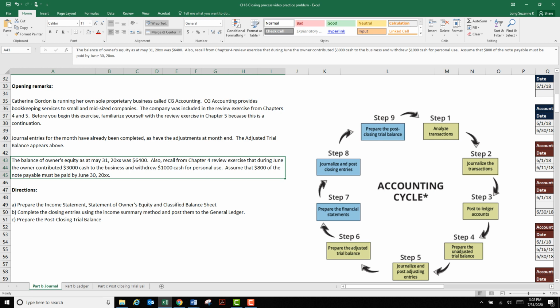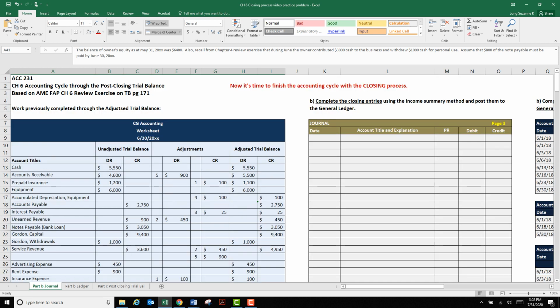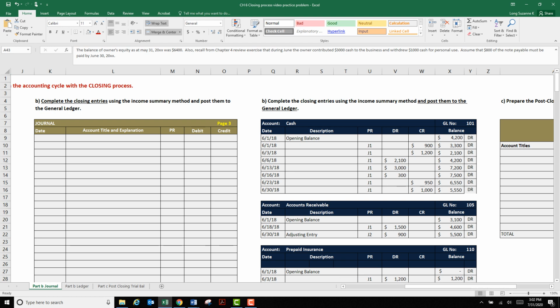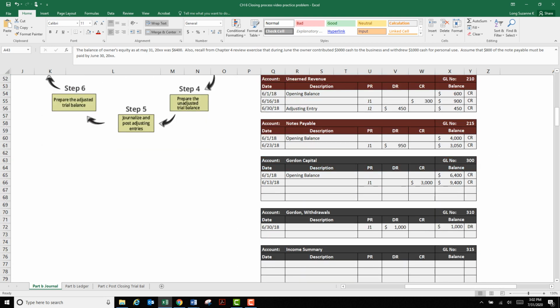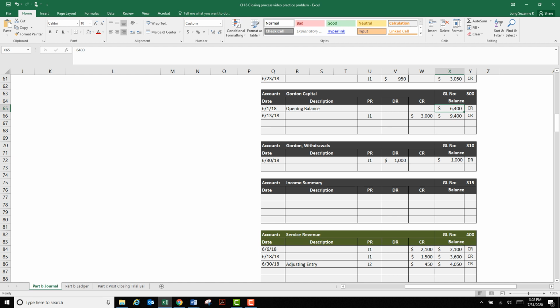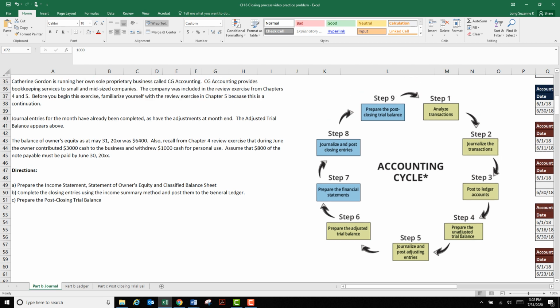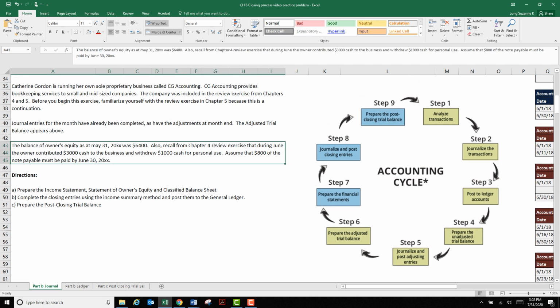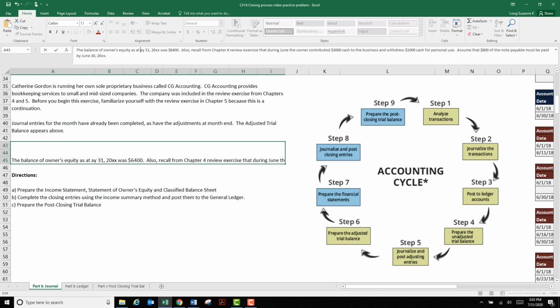Okay, so this blurb got me thinking about capital. So I'm going to come over here, and I want to look at capital and notes payable. Here's notes payable, and yes, there was a payment on notes payable, so okay. And here's capital: beginning balance, owner contribution, and here are owner withdrawals. So that note over here was really just a rehash or a reminder of some things that have happened this month with owner's equity.